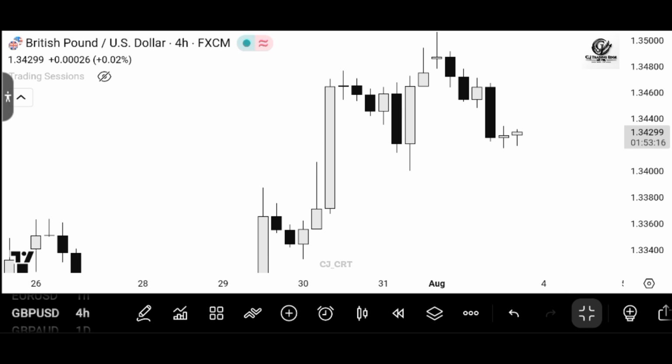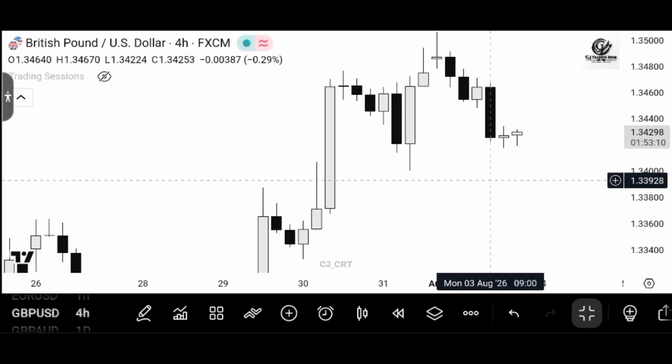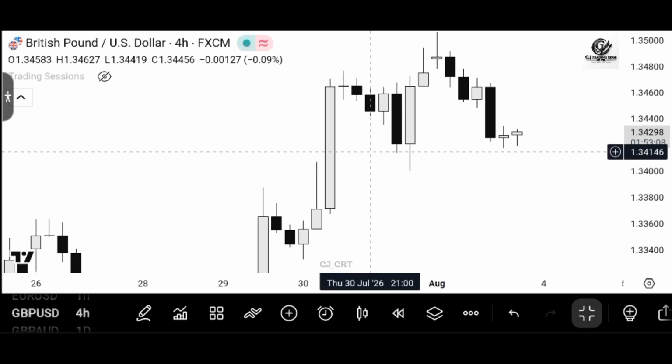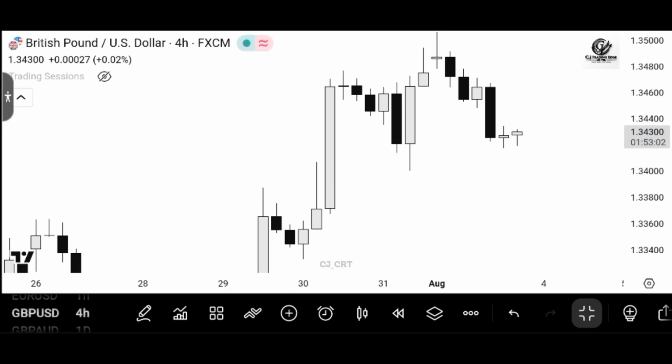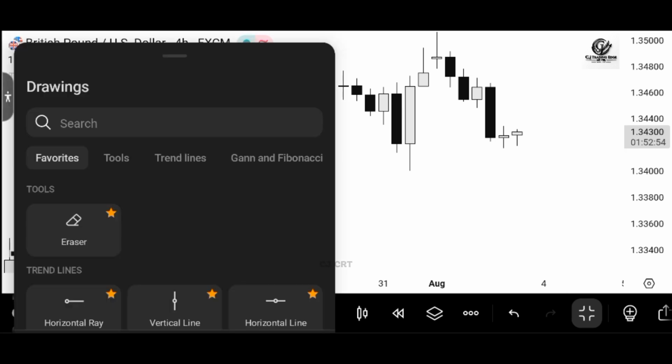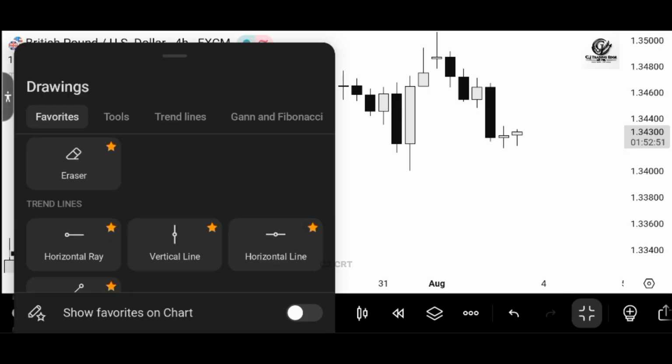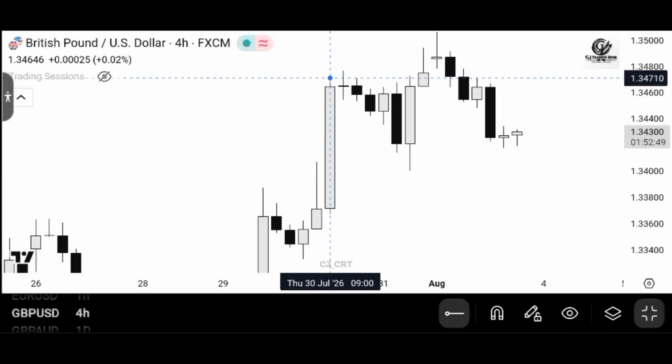In this video, I want to talk about the reason why I took profit at the 50% level of this CRT candle on the GBP USD pair. So let me mark out the high and the low of the CRT candle.